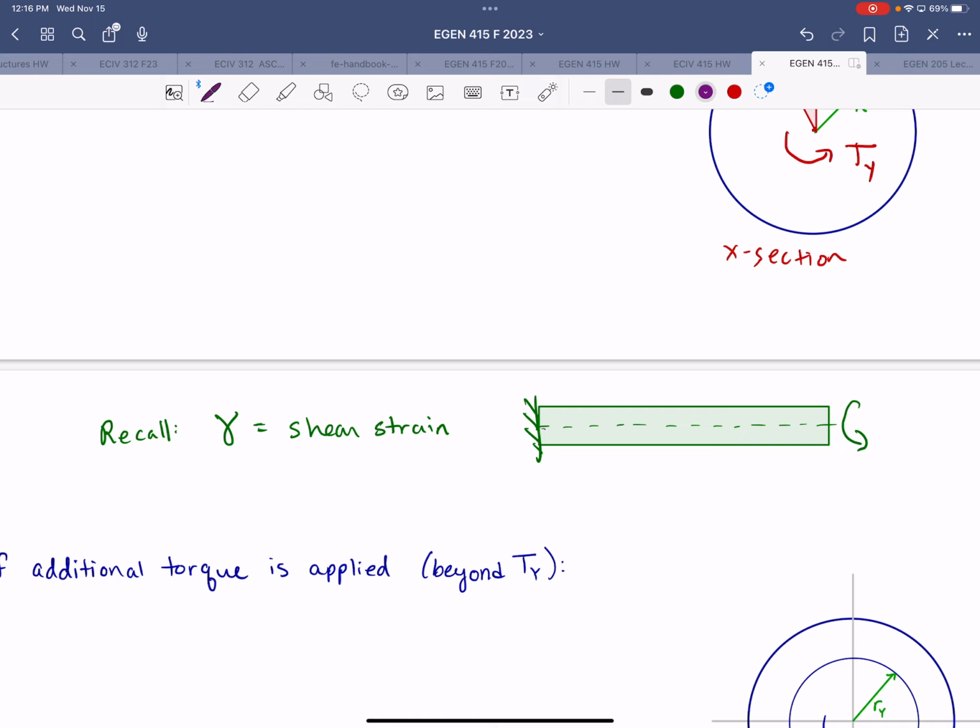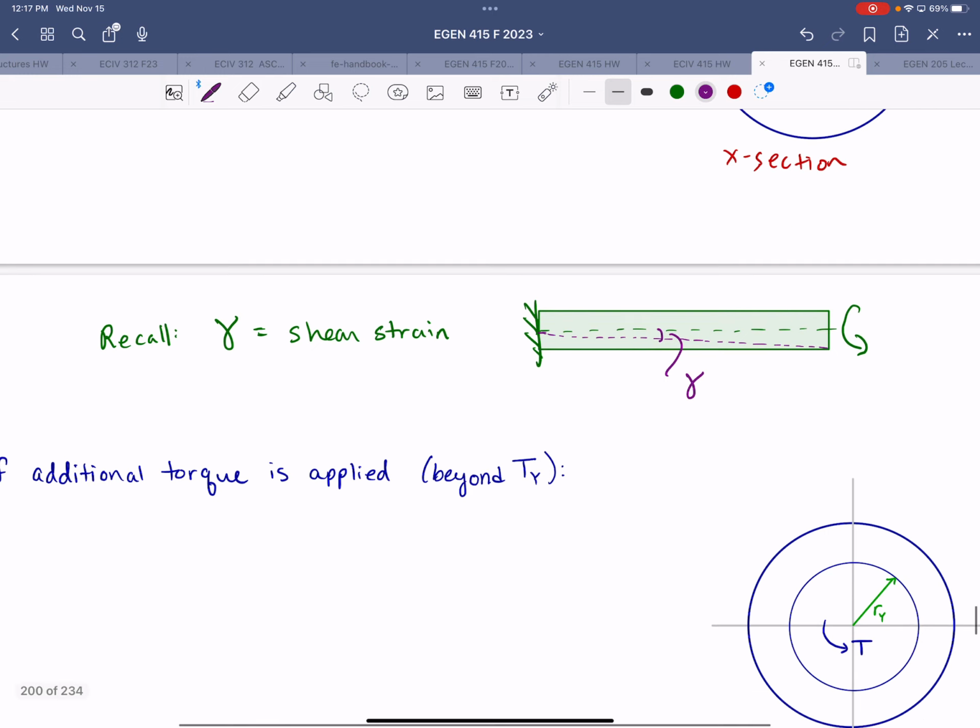that twist will cause a given line on the undeformed shape to do something like that, right? Where the total angle of twist, which we've been calling phi in this class, will be greatest at the free end, and it will be equal to 0 at the fixed end. So this is the shear strain gamma, that angle.